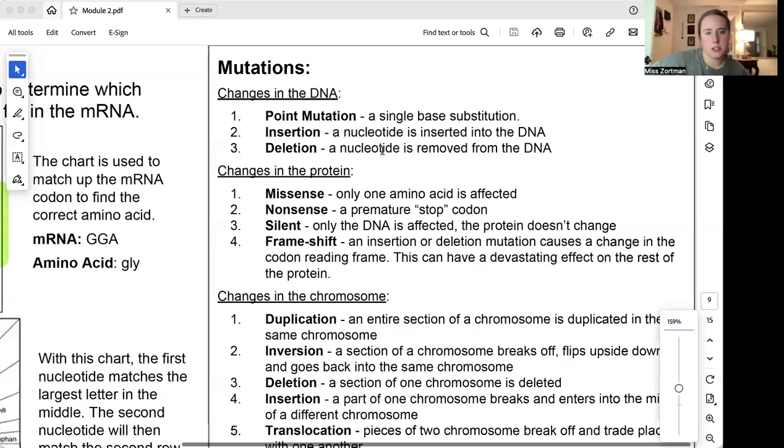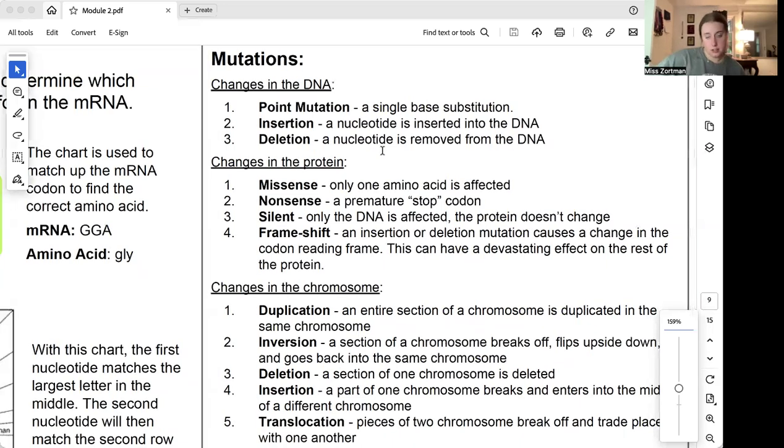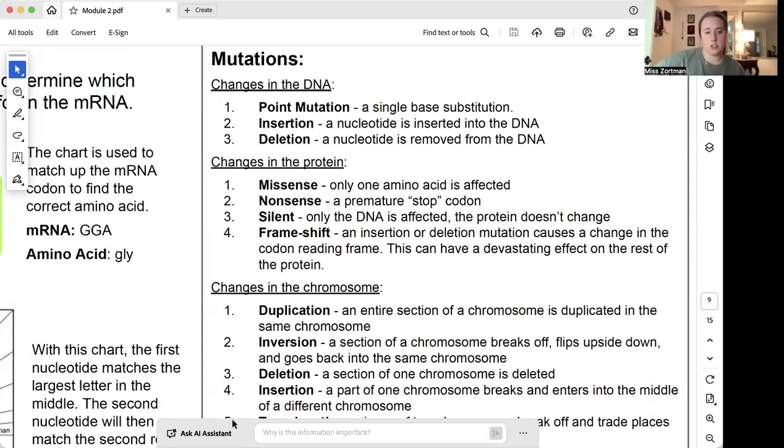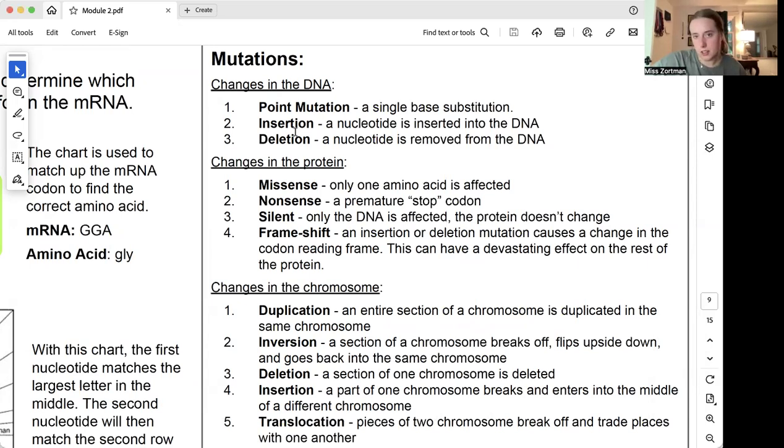I'm not too concerned about the mutations, but in a change for DNA, there are point mutations where one base is changed. There are insertions where you're inserting a base. Okay, so that one's pretty self-explanatory. Deletions where you're deleting or removing a base.